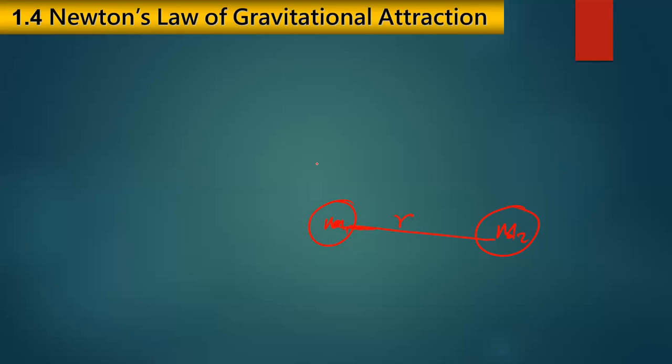The formula for Newton's law of gravitational attraction is given by the force of attraction, which is equal to the Newtonian gravitational constant times mass 1 times mass 2, and then everything divided by the radius squared, or rather the distance between them squared. So this is what it means.